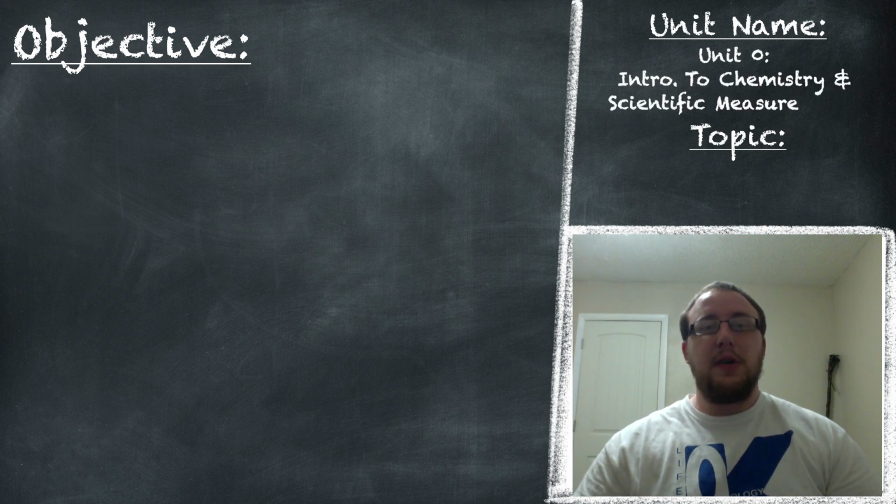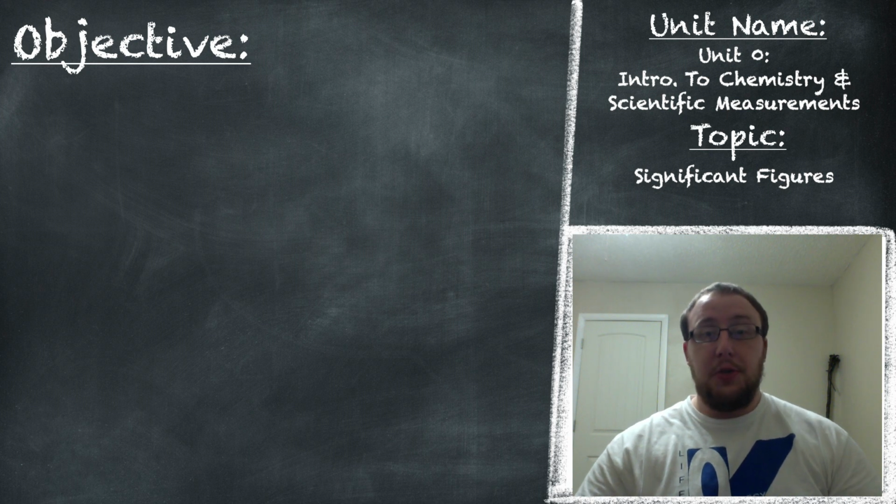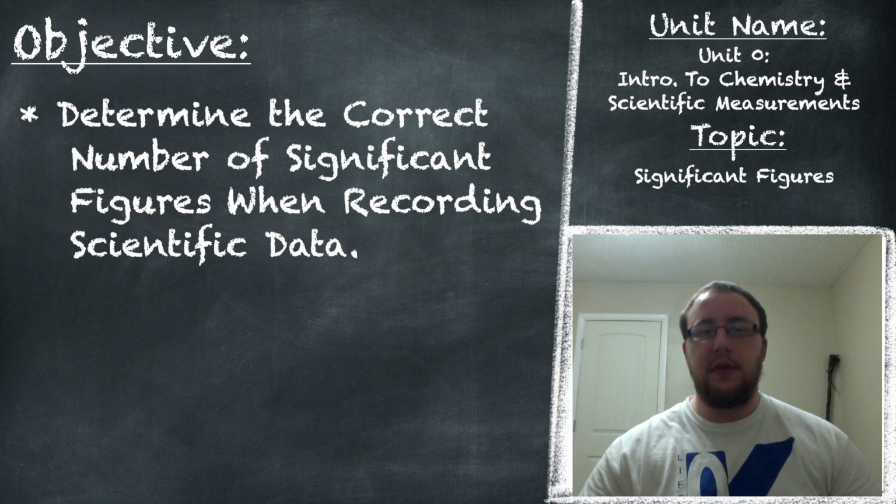Okay, so today we are going to quickly discuss significant figures. This is going to be our fourth lecture in our introductory unit of what is chemistry, also known as Unit 0. Our overall objective for this lecture is to determine the correct number of significant figures when recording scientific data. And saying that, let's jump into our lecture.